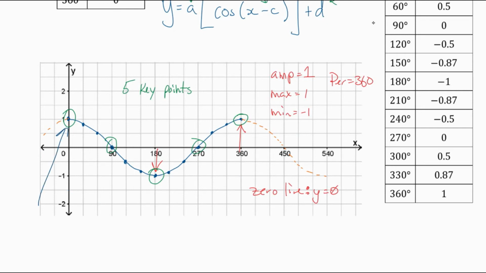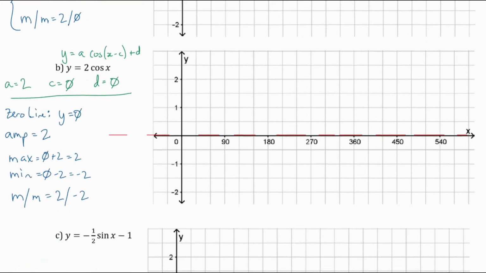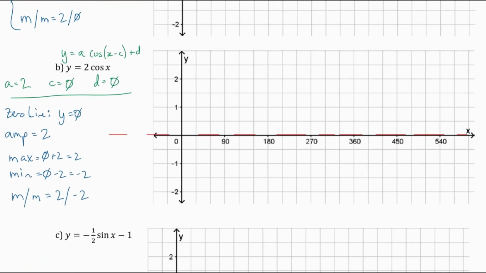So cosine starts at the max, goes to the 0 line, goes to the minimum, goes back to the 0 line, and goes back to the max. Okay? So cosine starts at the max, which is 2. Then in 3 squares at 90 goes to the 0 line. 3 more squares goes to the minimum. 3 more squares back to the 0 line. 3 more squares back to the maximum.